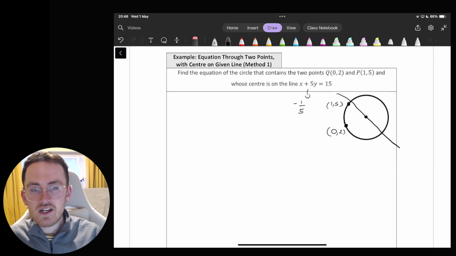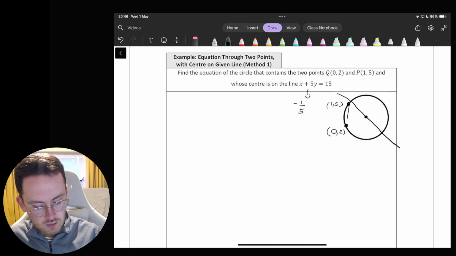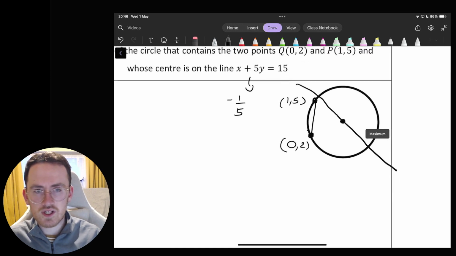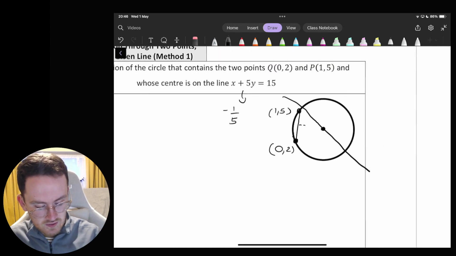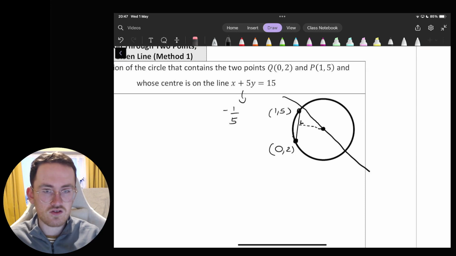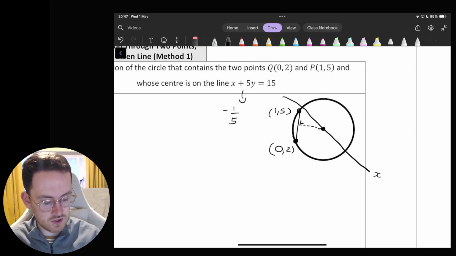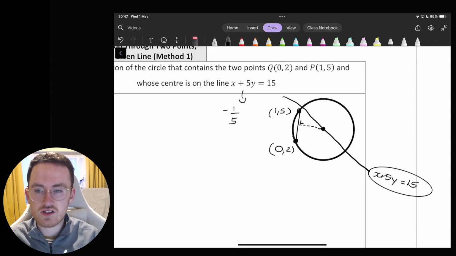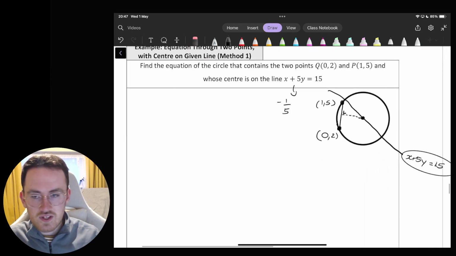Okay, so if I was to connect those 2 points up to make a common chord, like we've been doing with all the other cases, I know that if I find the perpendicular bisector of that chord, that will pass through the centre. What helps me here is I already know the equation of another line which definitely passes through the centre, and that's my line here, x plus 5y equals 15. I know that line has to pass through the centre without me having to do any work at all. So if we can find the equation of that perpendicular bisector, then we can make use of that.